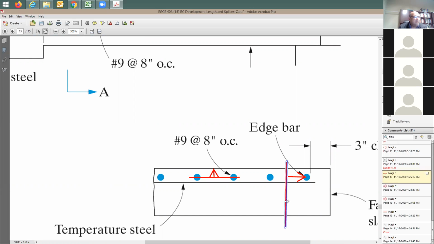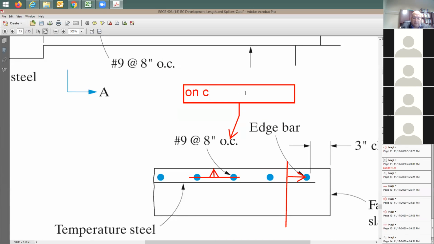When it says here, number 9 at 8-inch OC, what is this OC? Can someone help me with this? On center. On center, which means center to center, right?